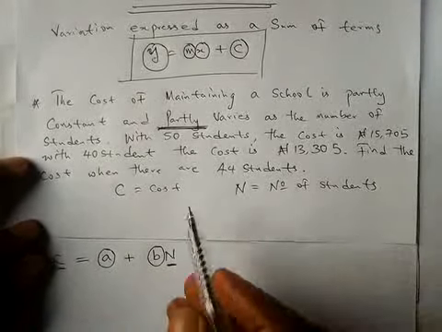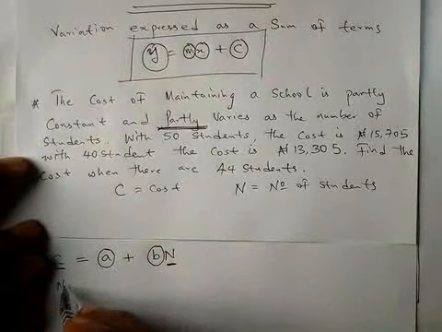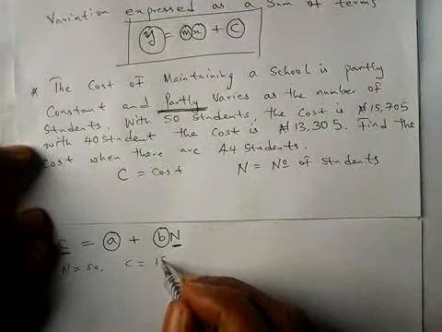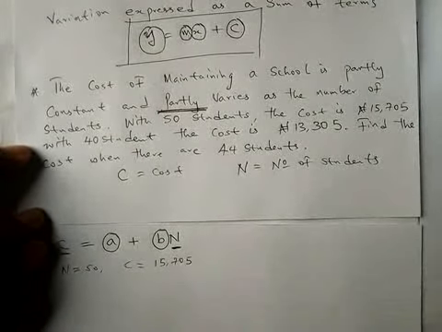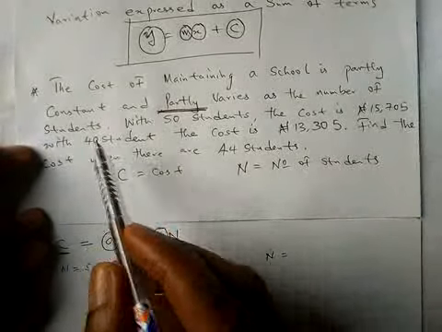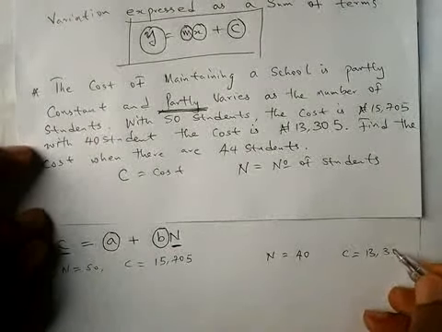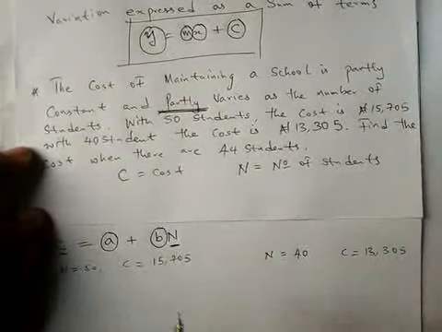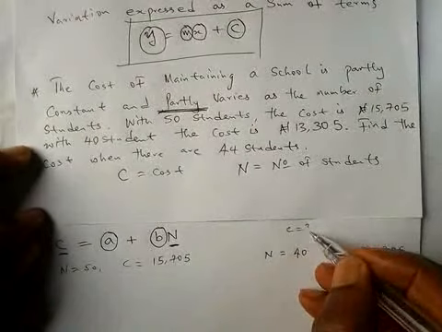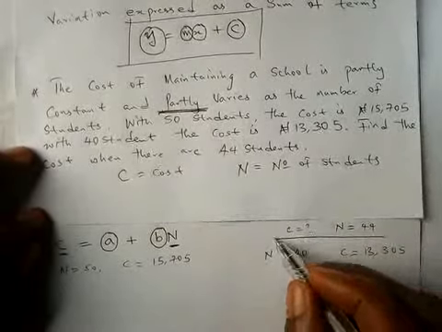Okay, now we are told that when we have 50 students, meaning that when N is 50, cost is 15,705. They were also told that when N is 40, cost is 13,305. Then we're told to calculate the cost when the number of students is 44. This is what we should calculate.